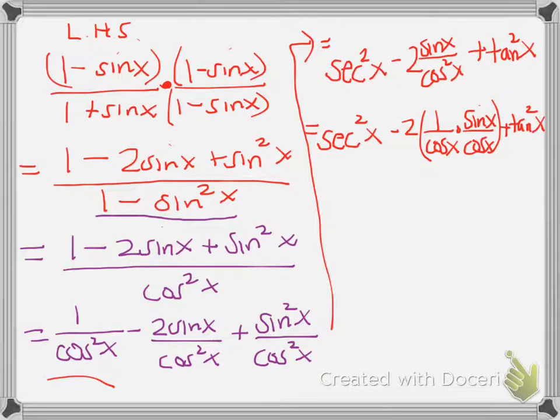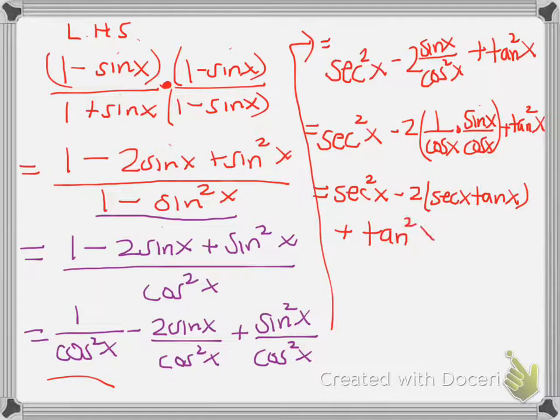Okay. So this equals secant squared x minus 2. 1 over cosine x is secant x. And sine x over cosine x is tangent x. And then I'm going to have to write on another line plus tangent squared x. And what's going on is this.